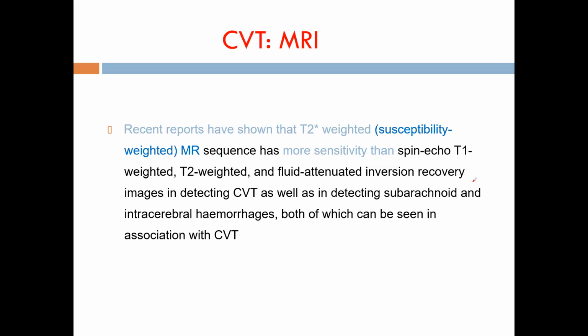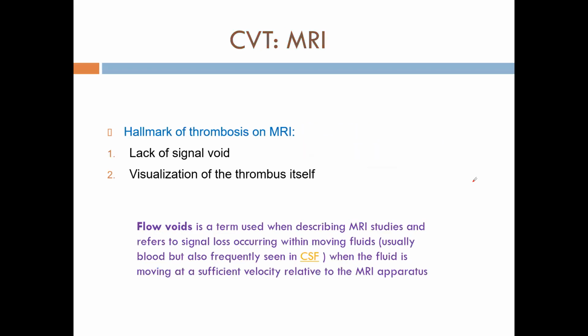Flow voids are terms used to describe MRI studies, and it refers to the signal loss occurring within moving fluid, usually CSF, when the fluid is moving at sufficient velocity relative to the MRI apparatus. For example, if the fluid is moving so fast that the MRI signal cannot pick it up, that leads to a hypodense signal. So this is called flow void.